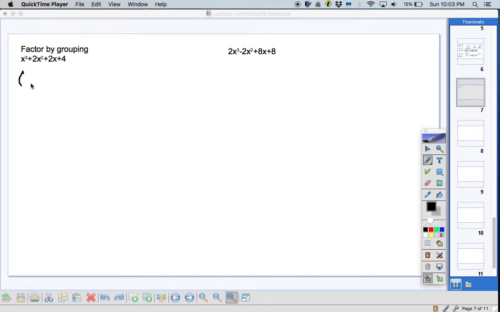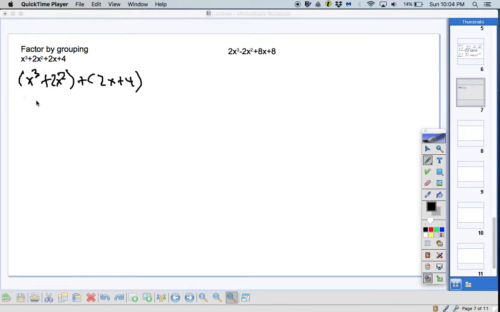And the first pair we got is x to the third and 2x squared. And then we're going to look at the second pair, which is 2x plus 4. Now, the way factor by grouping works is you're going to look at each pair separately and just bring out anything in common. And it's not always the first pair and the second pair. Sometimes it's the first and the third, or the first and the fourth, and the middle two. You just play around with it until you can find a pair that works.